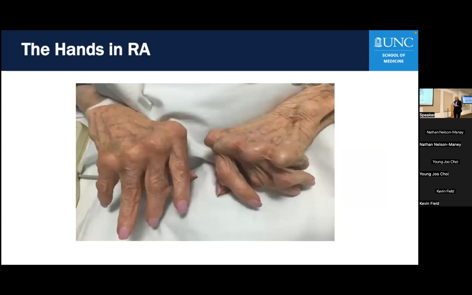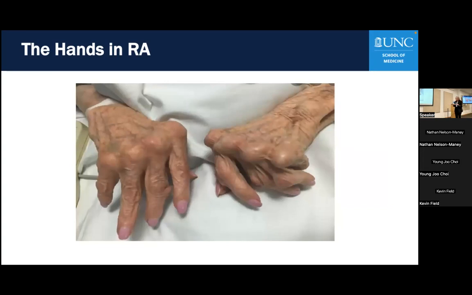Now, this is the hands of a patient with very long-standing rheumatoid arthritis. This may be somebody who was not treated aggressively or diagnosed early, although every now and again we see somebody who we diagnose early and treat, and this is how things land. But we used to see these kinds of hands much more 20 years ago before some of our newer therapeutics.